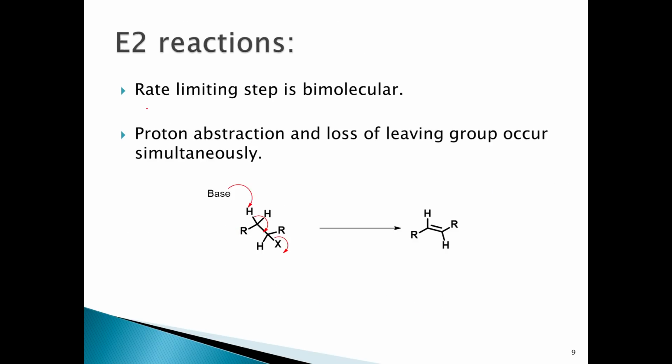Now let's look into the E2 reaction. As the name suggests, it depends on the concentration of the base as well as the starting material. Since it is a bimolecular reaction, it is known as the E2 reaction. So basically, the base abstracts the proton, and the leaving group leaves simultaneously. That is why it is dependent on both the reactants.